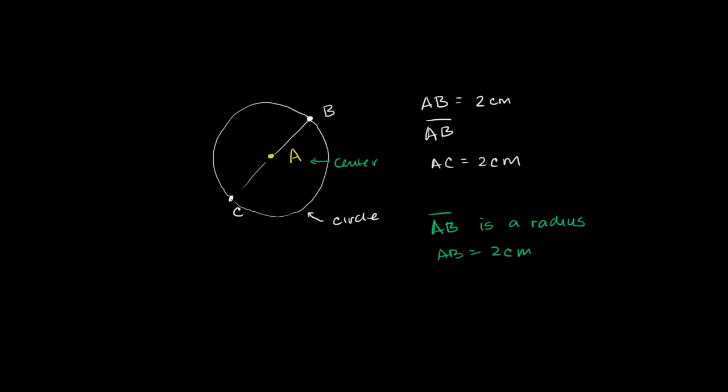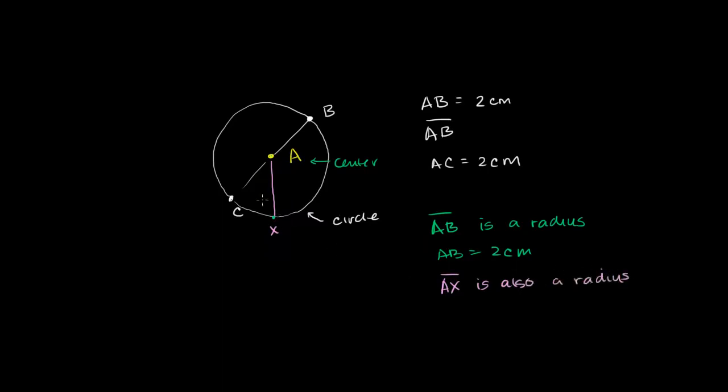So AB is a radius, line segment AB, and so is line segment. Let me draw another, so let me put another point on here. Let's say this is X. So line segment AX is also a radius.